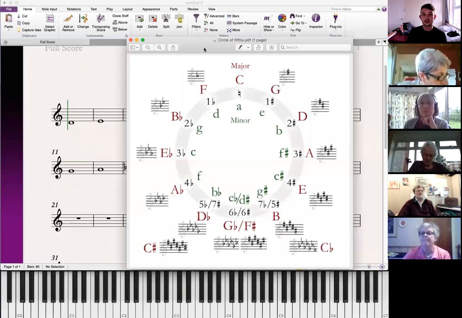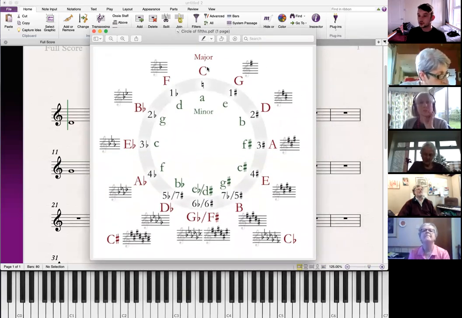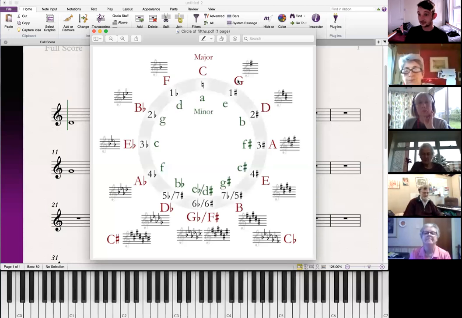No problem. The circle of fifths is called the circle of fifths because the relationship between this key and this key is the interval of a fifth. And the relationship between this key and this key is an interval of a fifth, and so on. This one and this one, and then this one to this one. All the relationships are the relationship of a perfect fifth, the interval of a perfect fifth in this case.